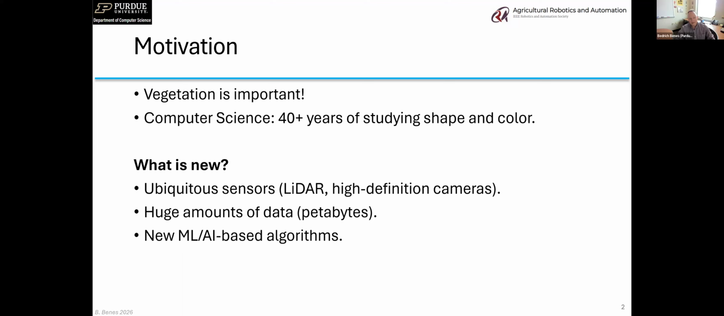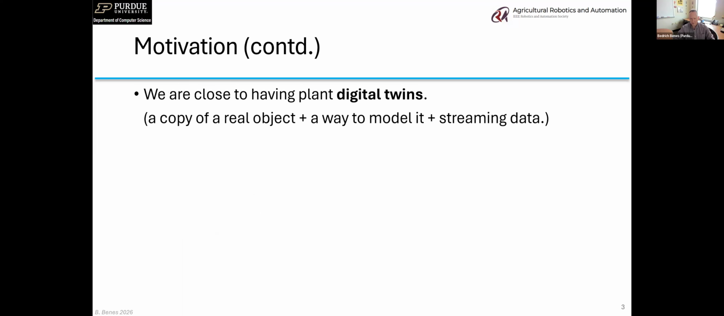Another important thing, and this is the third thing, is that we have machine learning and AI-based algorithms, as everybody is aware of. So if we take these three new ingredients, and we take the previous work in computer science and biology, then we are really getting close to having digital twins of plants.